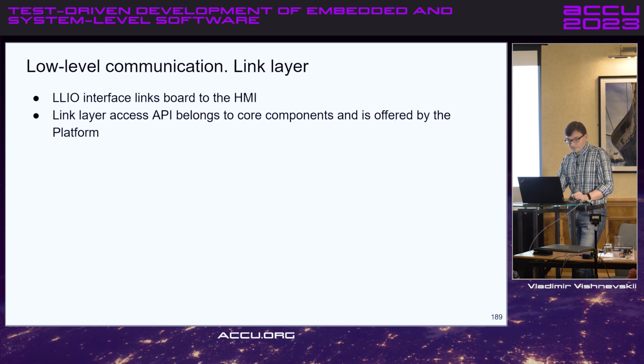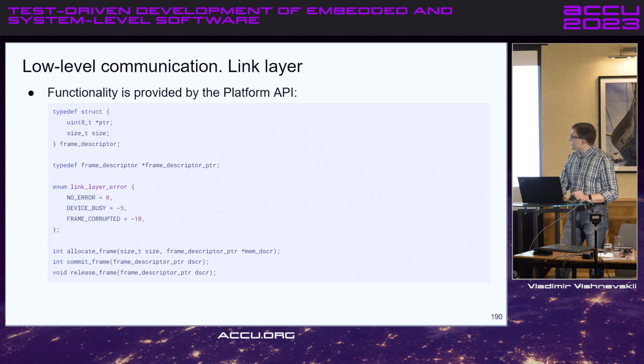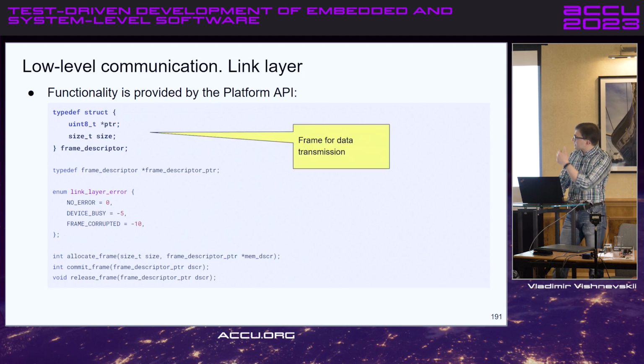So now next, it will be faster. We also have our link layer interface. This is something that connects to the HMI, and access to this link layer is controlled by the platform API. It returns some structure that gives a descriptor of the buffers that can be used to fill the data that can then be sent.